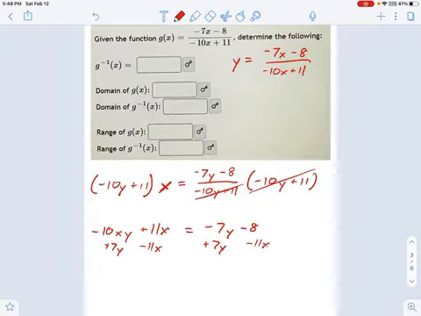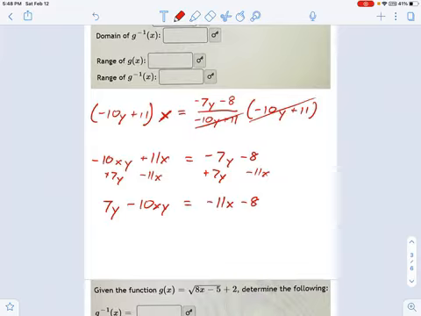So now, once all the dust settles from this, look at what we have. 7y minus 10xy on the left equals negative 11x minus 8 on the right side. The advantage of what I just did is now all the y's are on one side of the equation. I'm not done yet. They're not by themselves, but this is good progress. So next, what you're going to do is factor out y, and you get 7 minus 10x after you take out the y GCF. The right side hasn't changed.